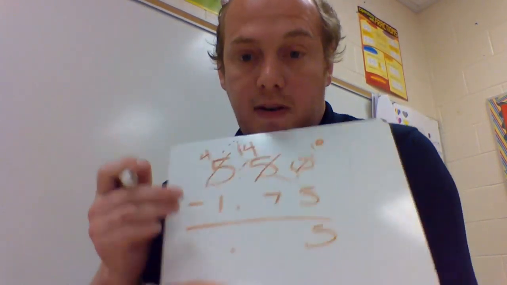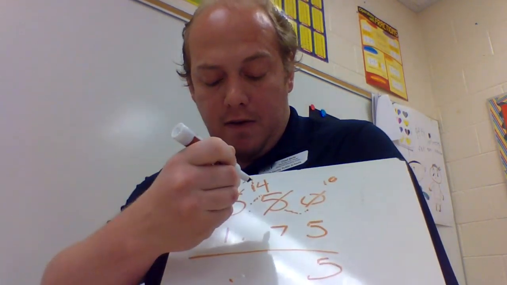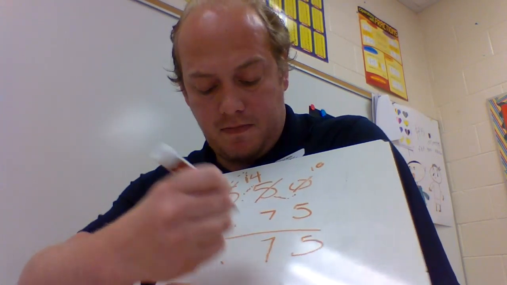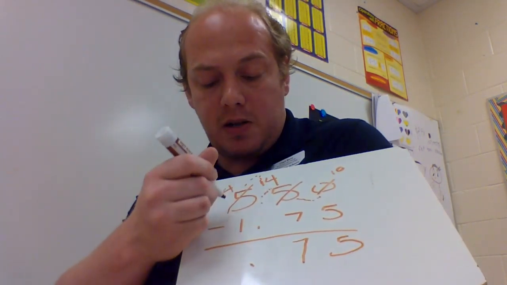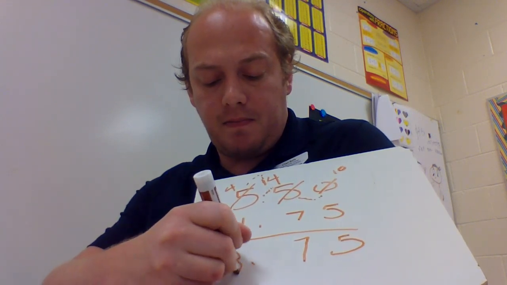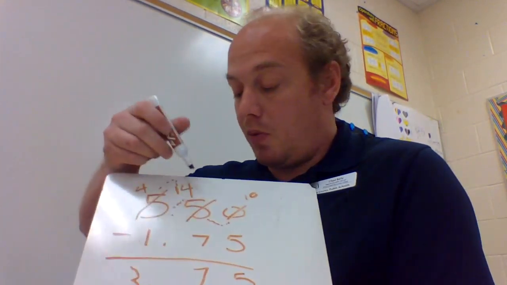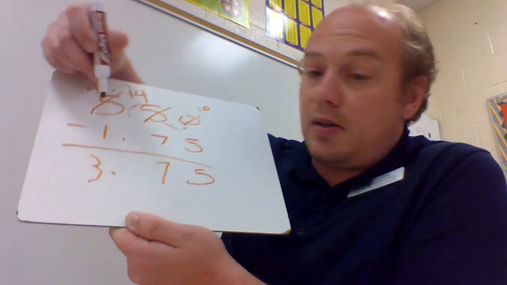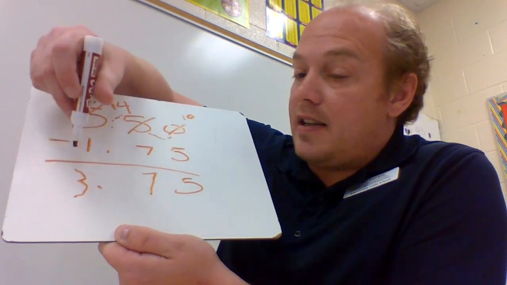So now we have our problem that we're ready to solve. 14 minus 7 is 7. And 4 minus 1 is 3. So our answer to 550, this was 550 before we did all the regrouping. 550 minus 175 is 375. And we just went through all the steps. Once again, you can add back what you subtracted to check your problem.